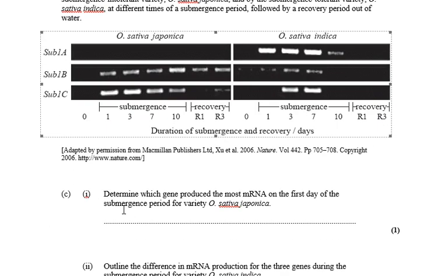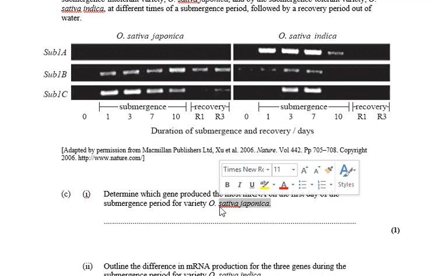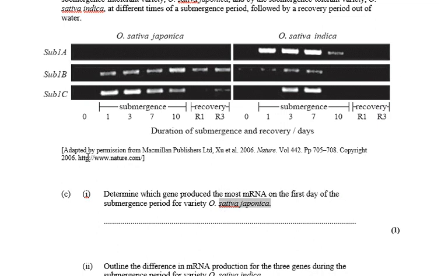So it says, first of all, determine which gene produced the most messenger RNA on the first day of the submergence period of variety O. sativa japonica. So how are we going to do that? Again, that word determine. Determine means find the only possible answer. So we're looking for a very simple answer. We're looking at O. sativa japonica, which is this one, and we're looking at the first day of submergence. So which of these 3 genes was expressed the most?